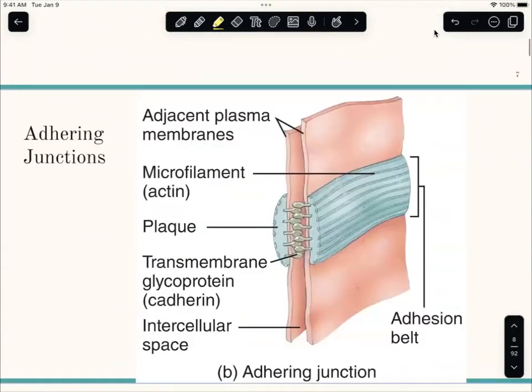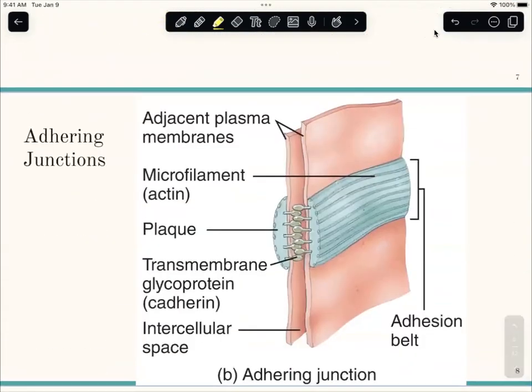Here. On both sides, these are microfilaments here that are helping to hold these transmembrane proteins right here in the middle in place. These transmembrane proteins are known as cadherins in these adhering junctions. And again, we have this adhesion belt with microfilaments on the other side.